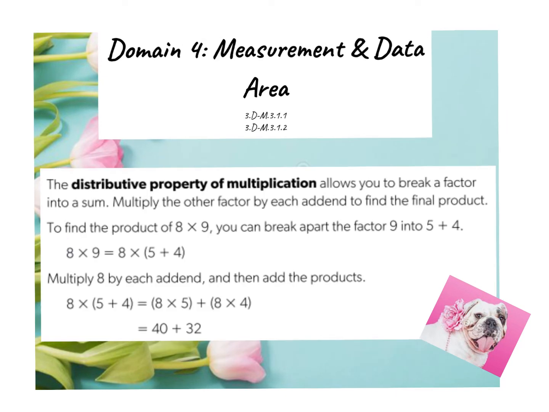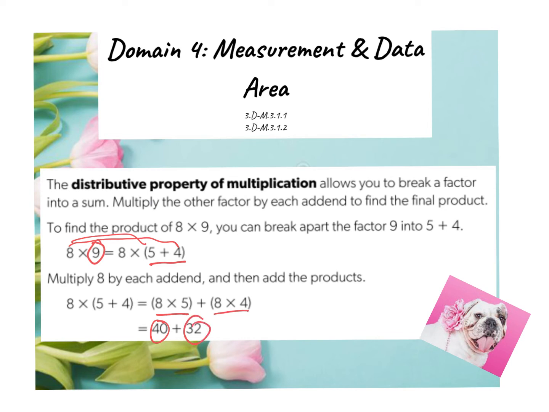Let's practice area today with the distributive property of multiplication. Do you remember back when we talked about the different properties of multiplication, how we can break down that 9, if we do 8 times 9, we can break down that 9 into 5 plus 4. So we're still going to do 8 times 5 and 8 times 4. So we're still doing 8 times 9, but we're just breaking it down into 8 times 5, which is 40, and 8 times 4, which is 32.